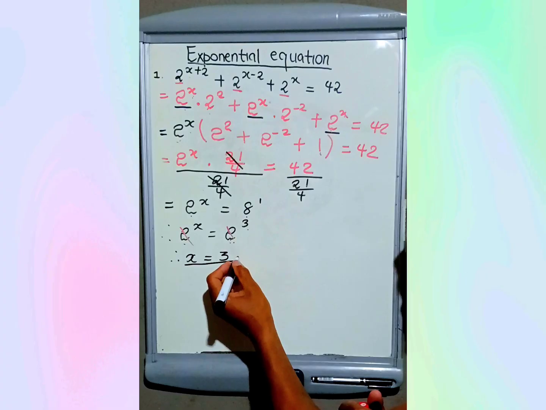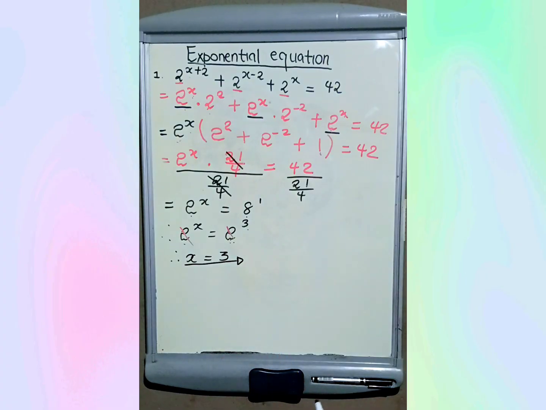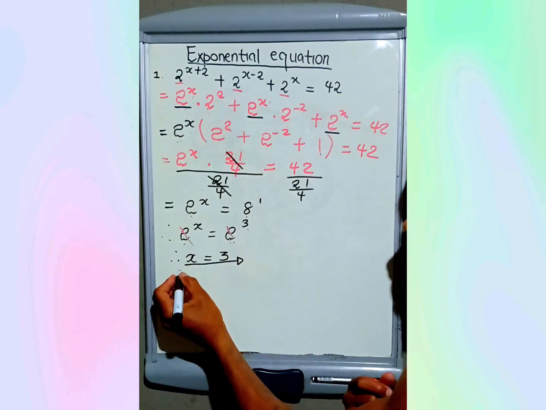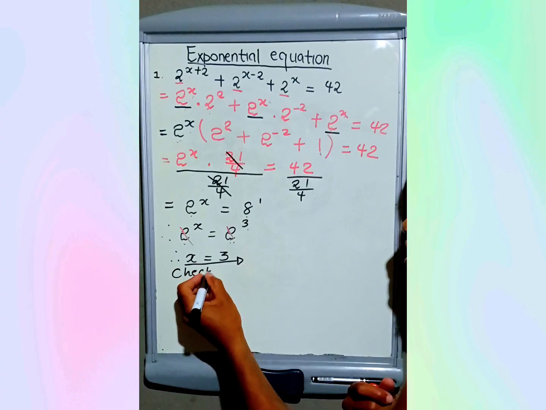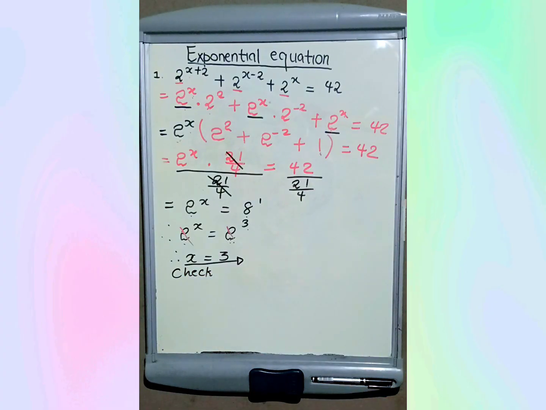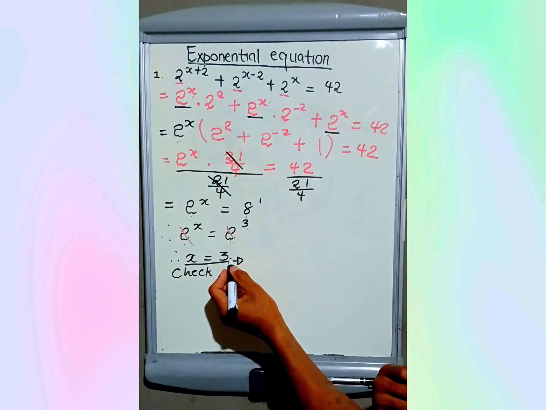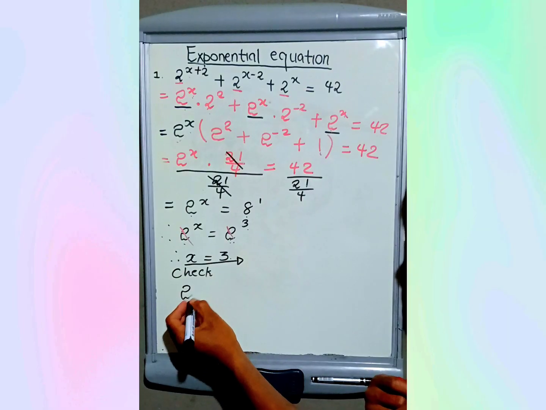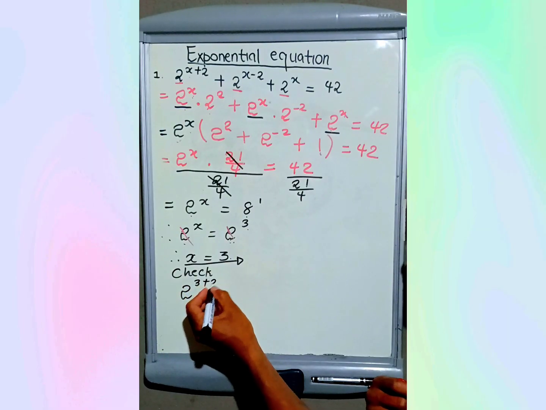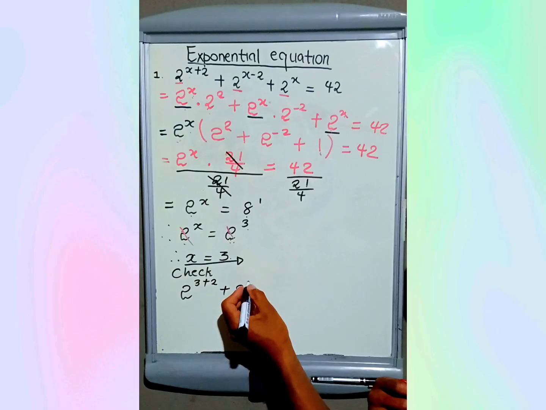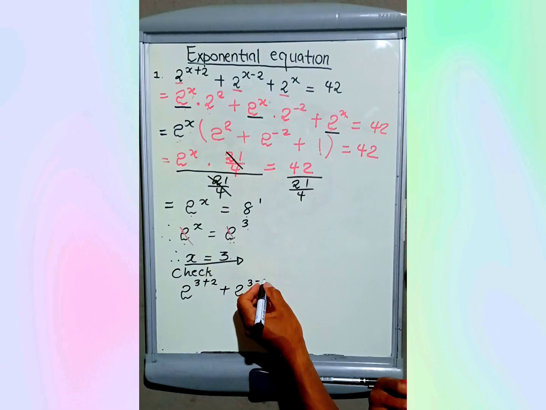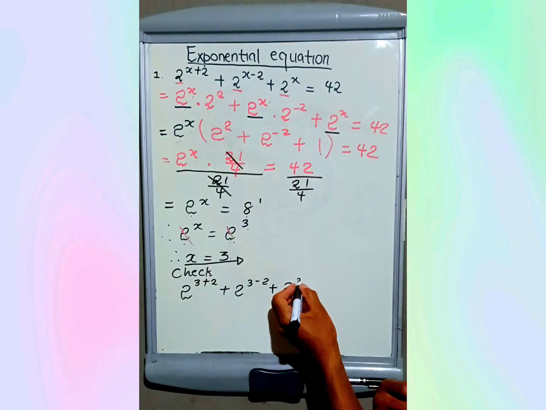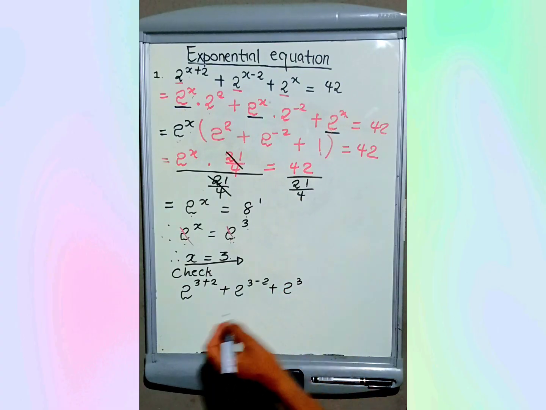Then you underline your answer. Don't stop. Then you check. Check your sum. How are we going to check? Since x is equal to 3, instead of writing x here, we're going to put 3. Then we have 2 raised to 3 plus 2, plus 2 raised to 3 minus 2, plus 2 raised to 3. Do you see that? Then after that, you punch your calculator.